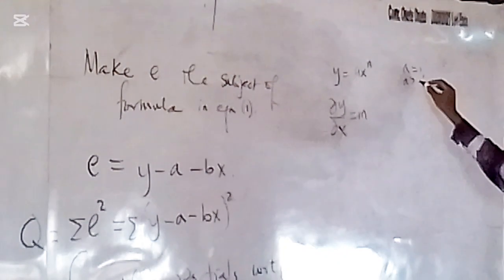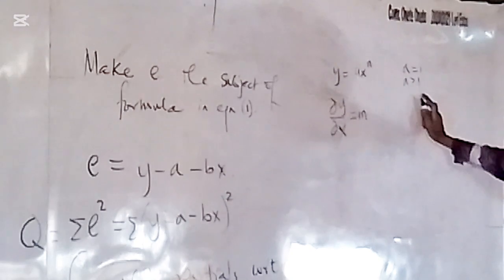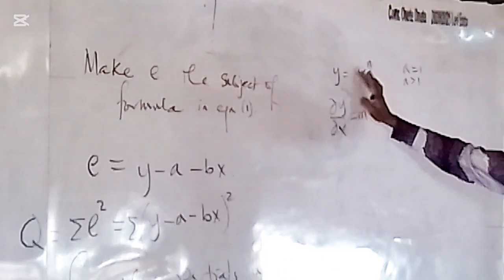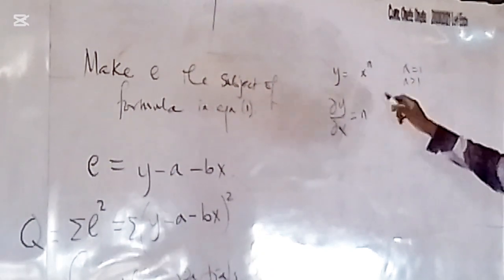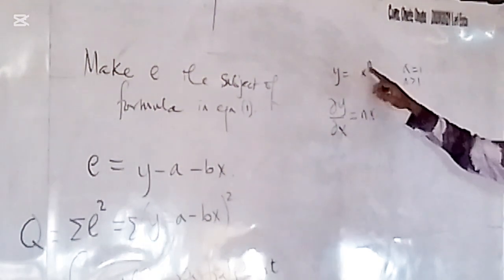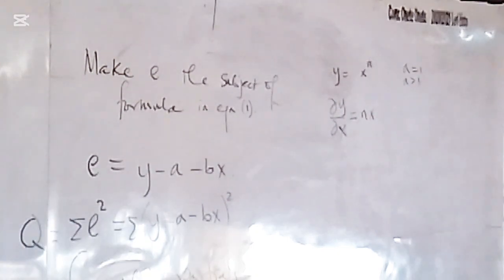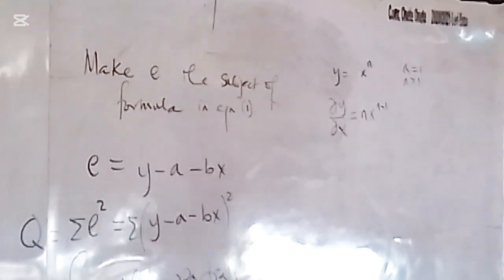The coefficient of x squared, A can be 1 and A can be greater than 1. If A is greater than 1, it means there will be no A here. So we take this one. What is now here is that you have brought down your n. The n will no longer be complete; the n will be short by 1. We will now have what we call n minus 1.